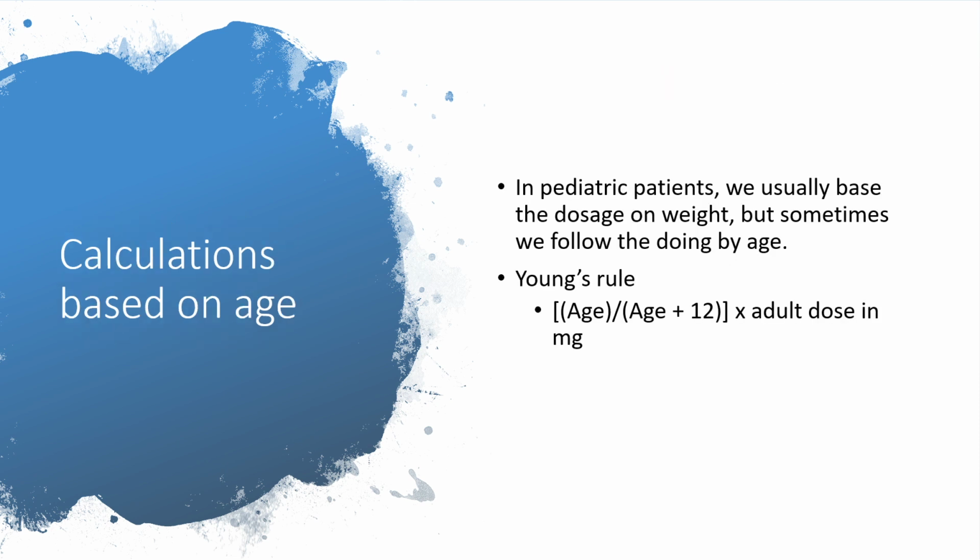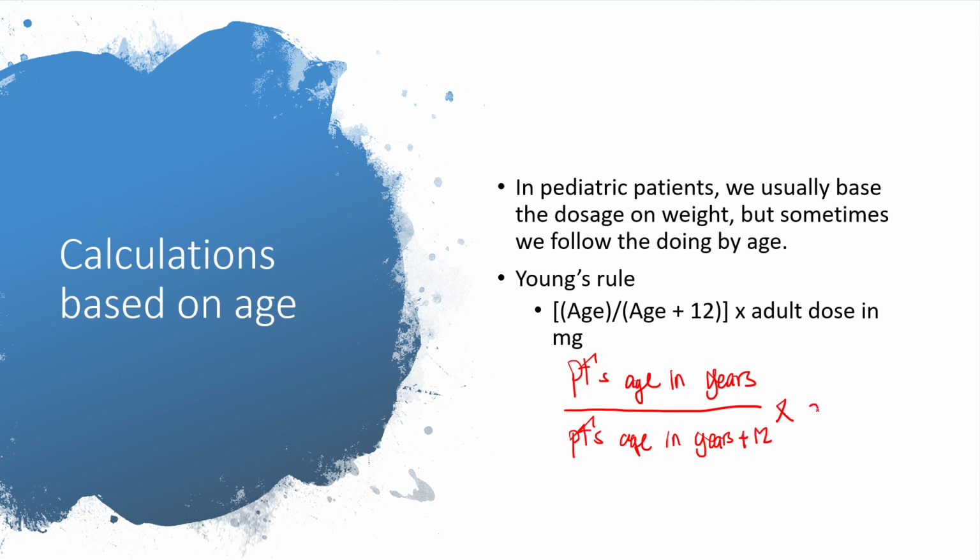Next, we have calculations based on age. Most of the time, calculations based on age are purely for pediatric patients. Okay? So first we have Young's rule. Young's rule depends on the age of the patient in years. So it is the patient's age in years over the patient's age in years plus 12, then multiplied by the adult dose.